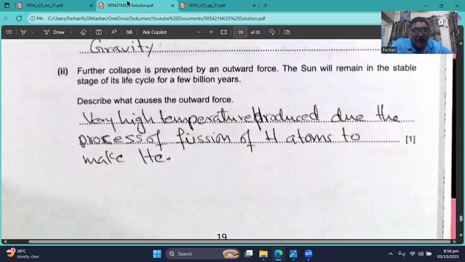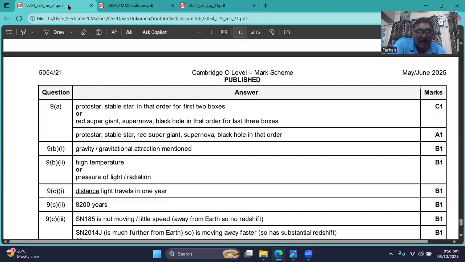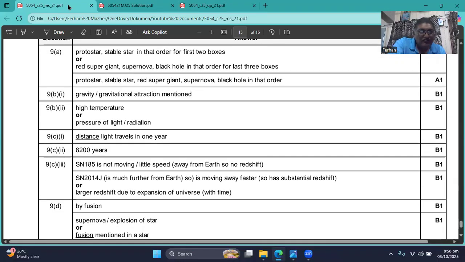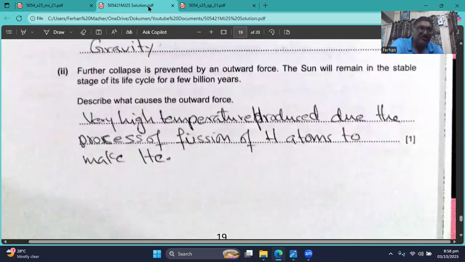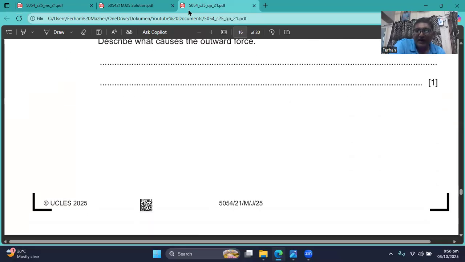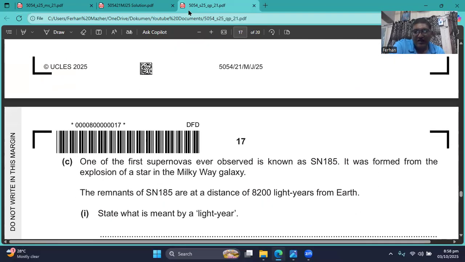Okay, so a very high temperature is produced due to the process of the fusion of hydrogen atoms to make helium, and that is providing the outward force. Light is produced and heat is produced. That is providing the outward force.